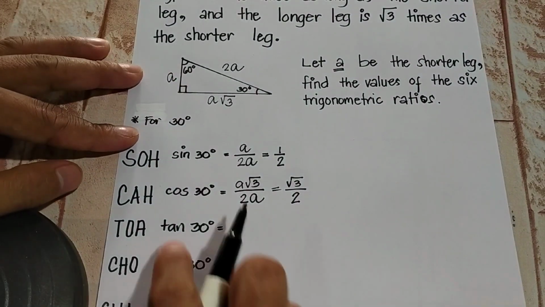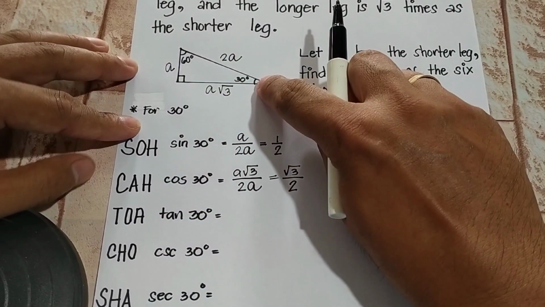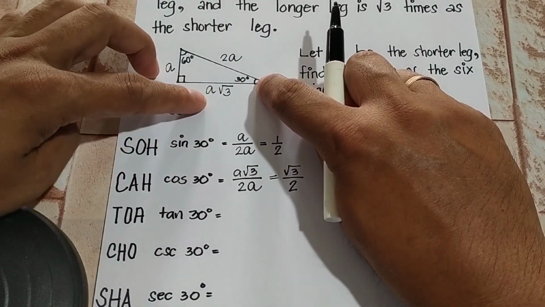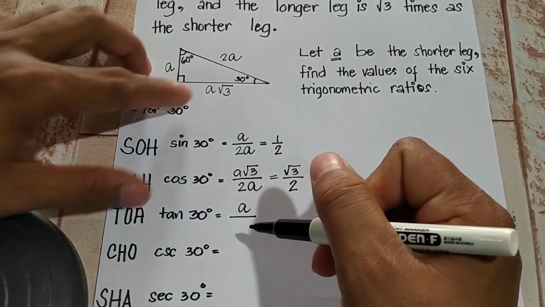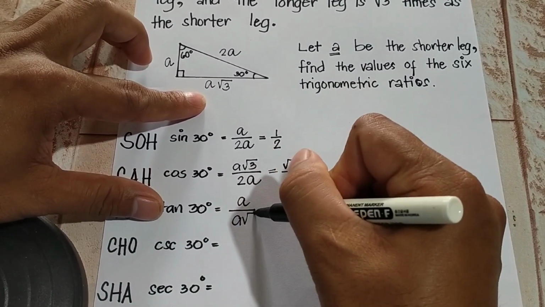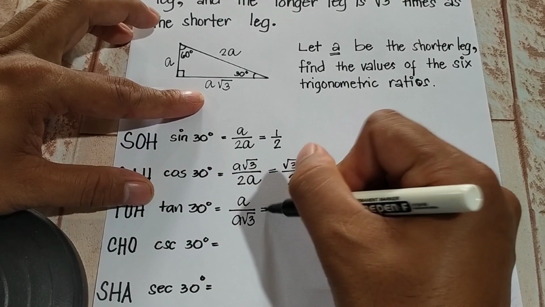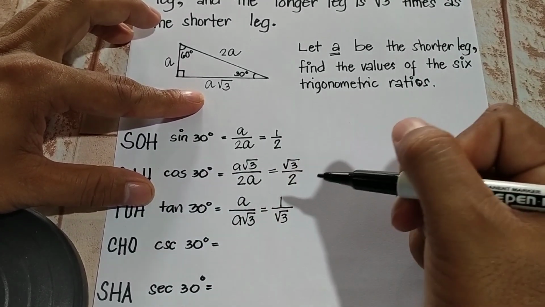Okay, let's move on to the tangent. Tangent 30. So tangent 30 is opposite, that's A, over adjacent, which is A square root of 3. A divided by A is 1, so what is left is 1 over square root of 3.